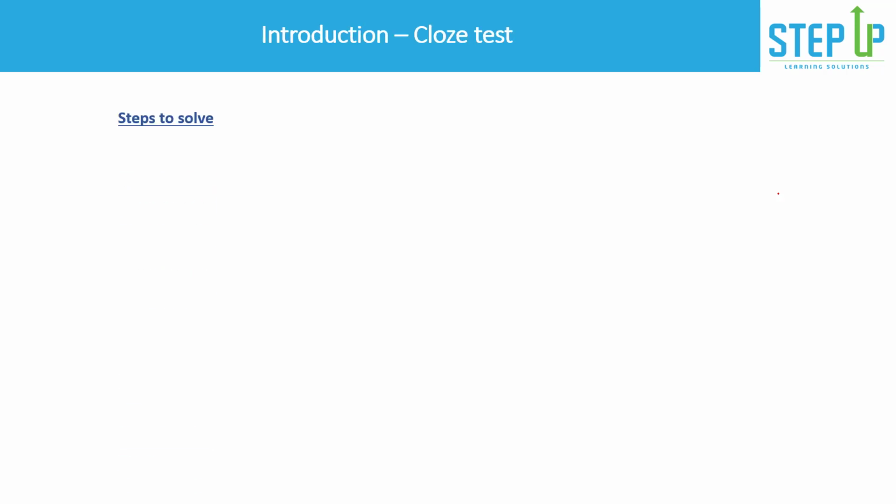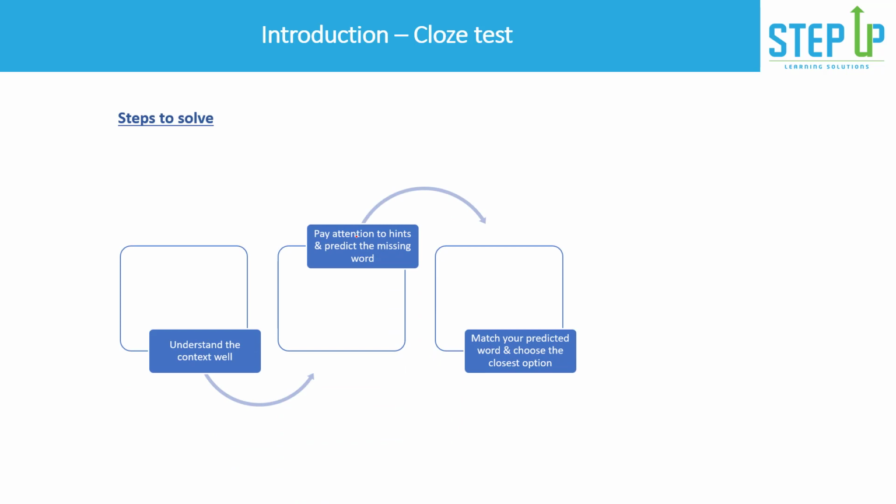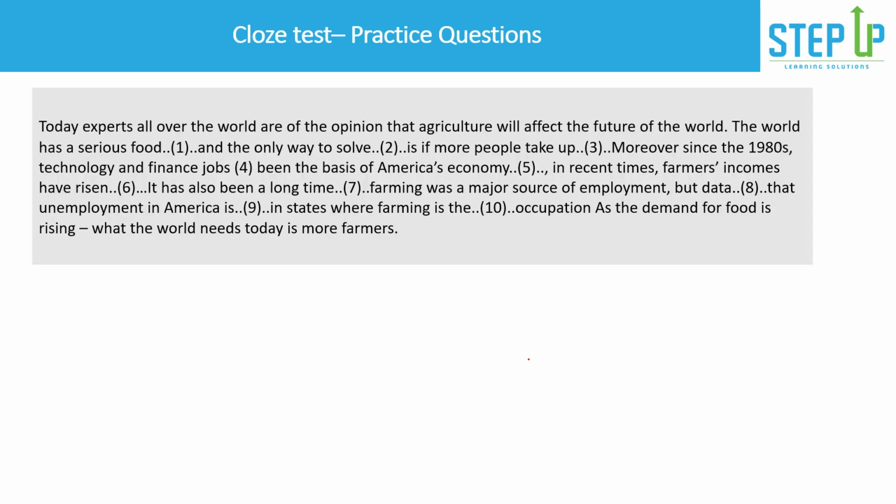Before we go to the examples, the process like we discussed remains the same. It's a simple 3-step process. Number one, you try to understand and get the context very well. Then of course you think of the word that can complete the meaning and you try to predict it, and then you try to match it with the option choices. Let's attempt 2 cloze test paragraphs to further this understanding.